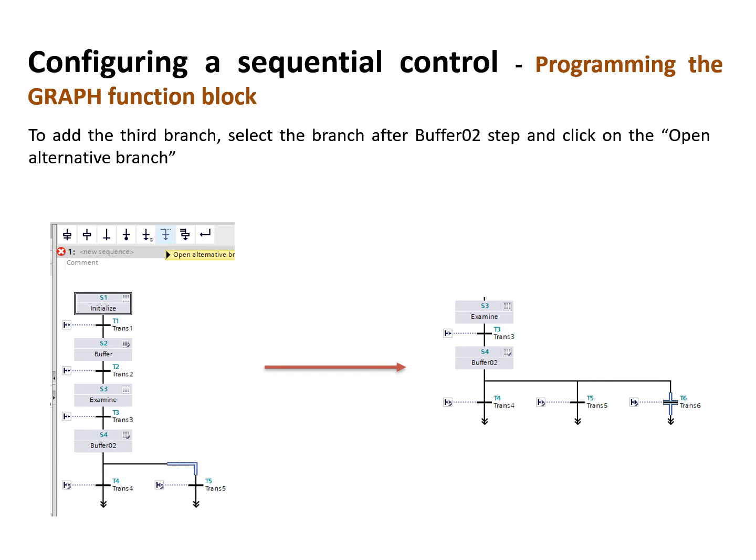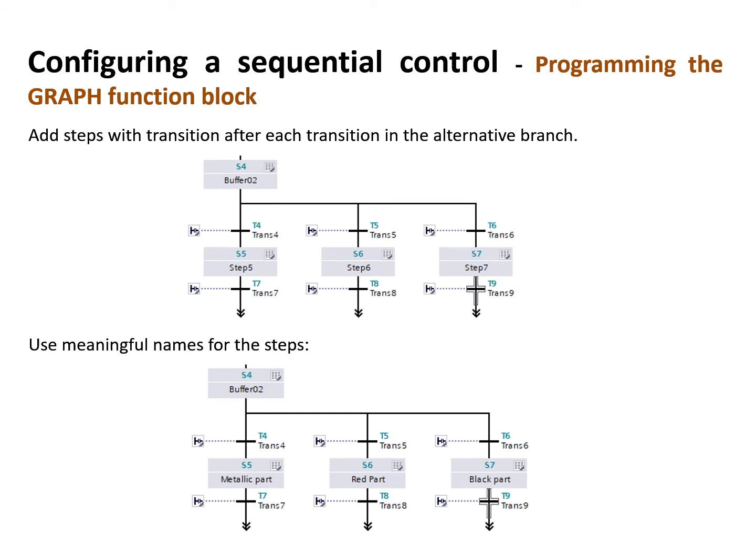To add the third branch, select the branch after the buffer 0.2 step and click on open alternative branch here. Now we need to add something inside these transitions. Add steps with transitions after each transition in the alternative branch. So basically add one more branch, plus add steps with transitions.